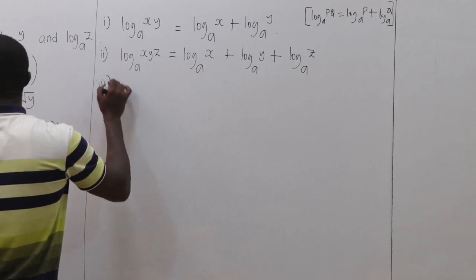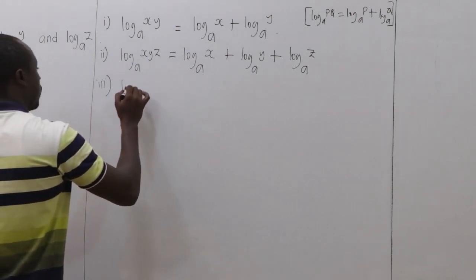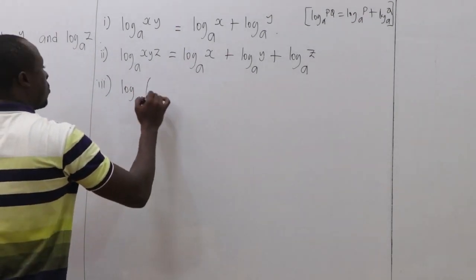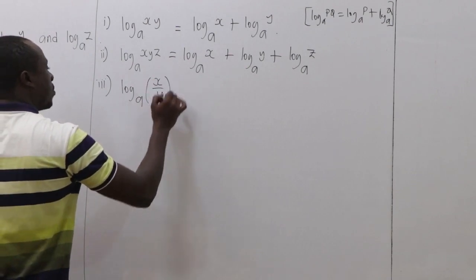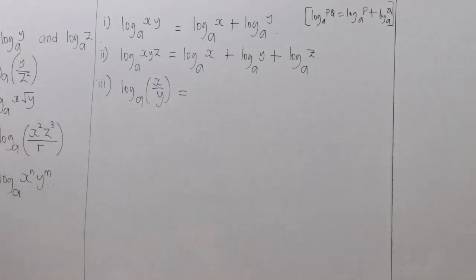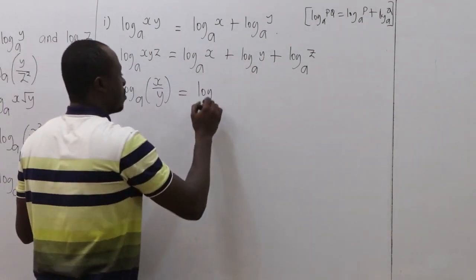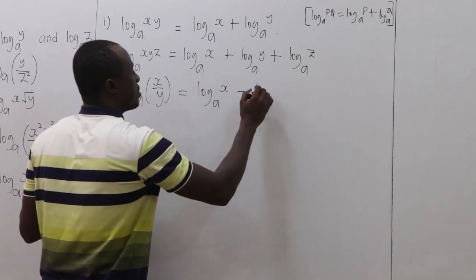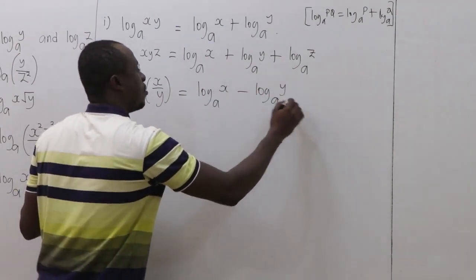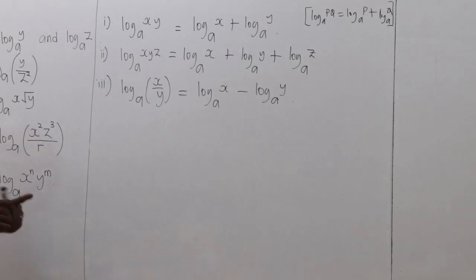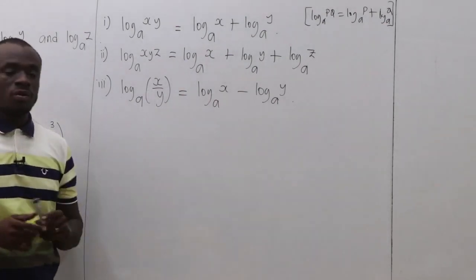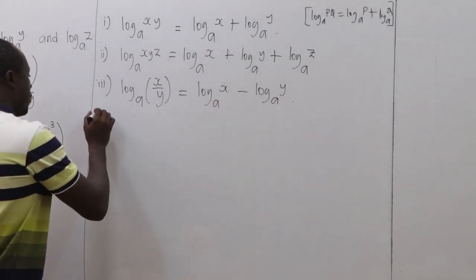Now let's see the third one. We have log a of x over y. We want to express it in terms of log a of x and log a of y. So clearly we are dividing, so we subtract. This is the same as log a of x minus log a of y. So when we are dividing, what do we do? We subtract. Very easy, very trivial.